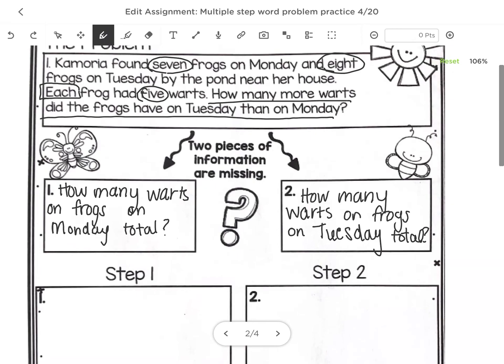So it says on Monday, again, labeling and keeping it organized is going to help on this. She found 7 frogs. Now it says each frog had 5 warts. We know that the word each is a clue word for multiplication. So 7 times 5 warts on each frog. 7 frogs, each with 5 warts, which gives us a total of 5, 10, 15, 20, 25, 30, 35 warts on Monday.